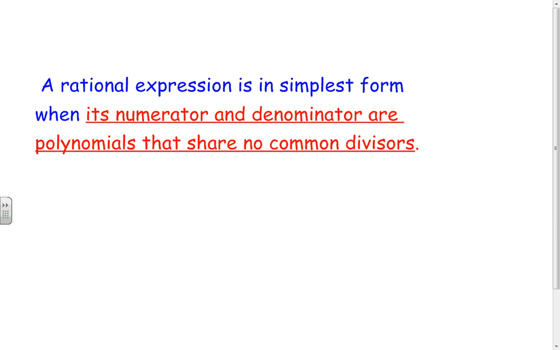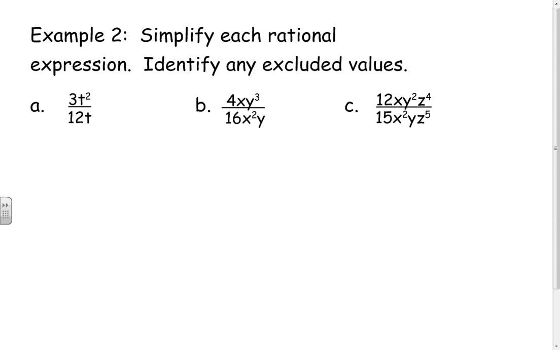A rational expression is in simplest form if your numerator and denominator have no common divisors or any common factors are taken away. So we're going to look at simplifying each rational expression and identify any excluded value. To be honest, I do them out of order, so I do excluded values first. If you take a look at letter A, T can't be 0. There's no addition or subtraction, so it's just 0.